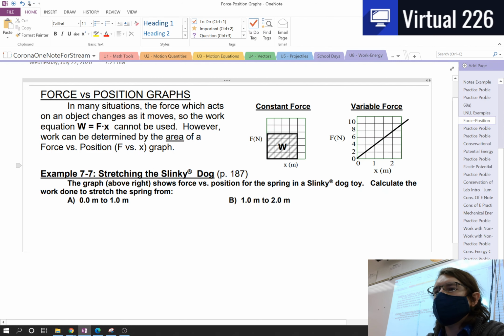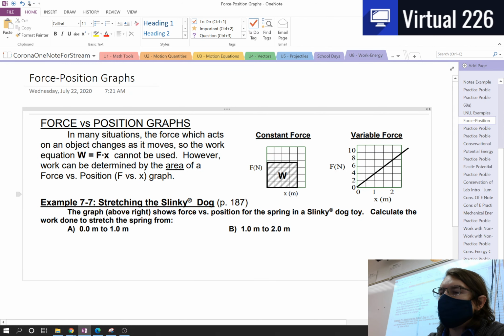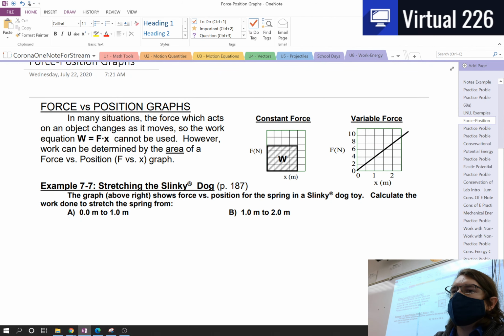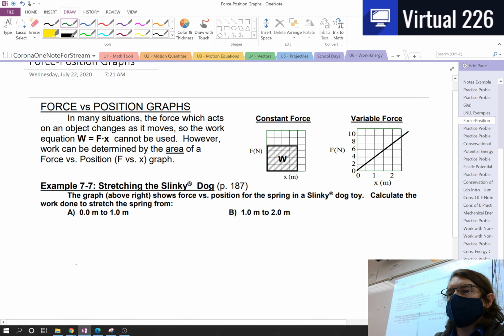Force and position graphs. So what we're looking at here, within the Unit 8 work energy unit, is a force versus position graph. Now, we already knew that for our work equation, work equals a force dotted with a displacement.